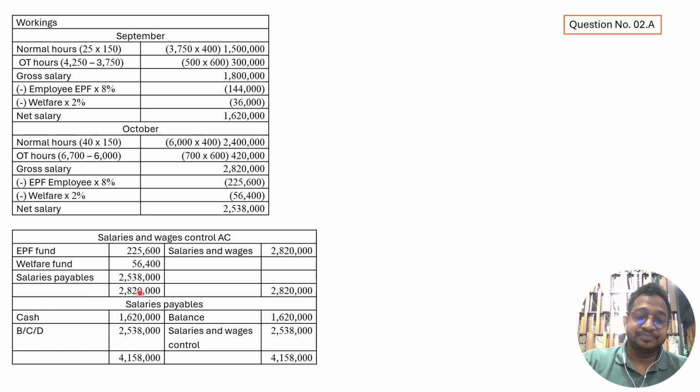And then the remaining balance. So what is this? This is the net salary of yours. So this net salary you can't just keep in the salaries and wages control account because the salaries and wages control account is not a liability account. It's just a nominal account. So the balance of that, the net salary payable, you should transfer from the salaries and wages control account to the salaries payable account. And that is the closing balance of the salaries payable, right? Okay.